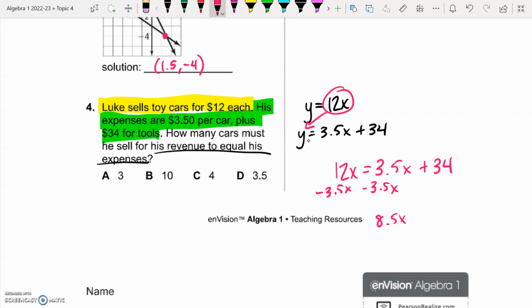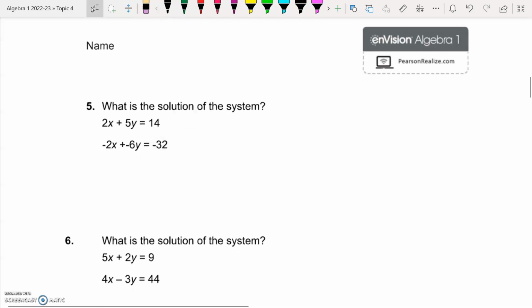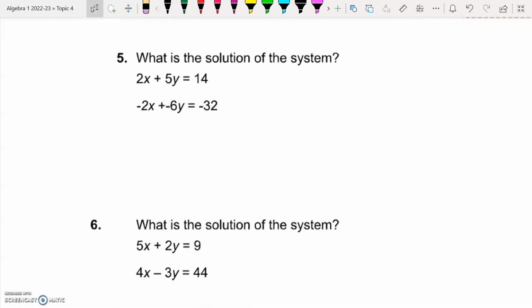And I get 8.5x equals 34, divided by 8.5. I get x equals 4. So when will the revenue be equal to the expenses? The answer is C. Little test taking strategy: if you don't get an answer that's on the multiple choice, you know you probably messed up and you need to redo it. Number 5, what is the solution to the system? I don't know if you noticed, but it's already set up for elimination.